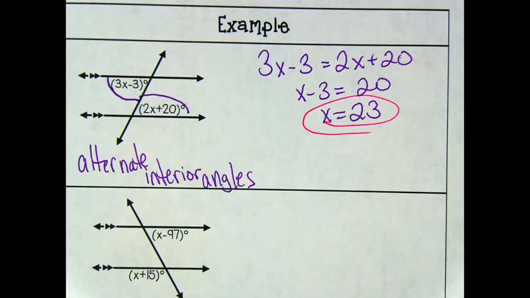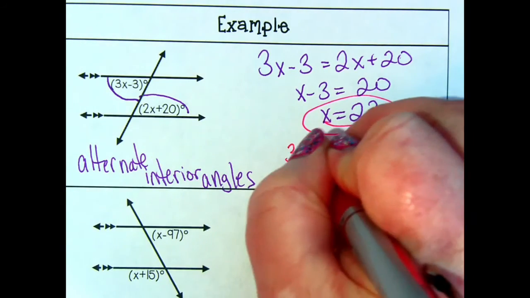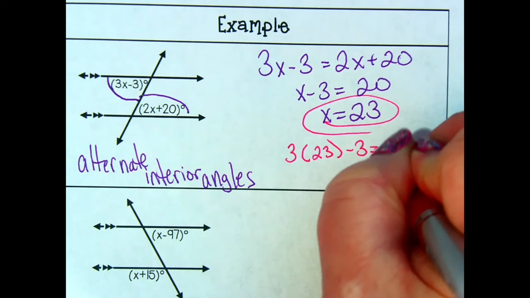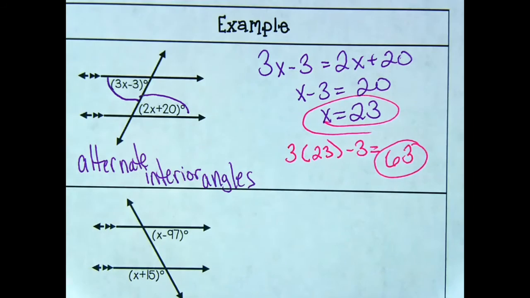If the question just asks us to find x, then we are done. However, if the question asks us to find the measure of the angles, then we must substitute, and we get that the measure of each angle is going to be 63 degrees. Whether or not I need to substitute is determined by the question that is being asked.